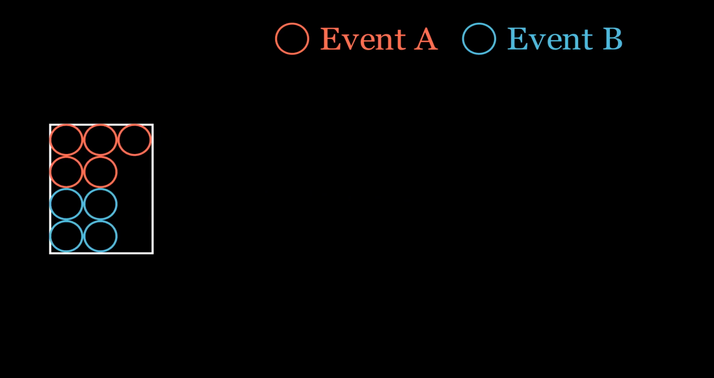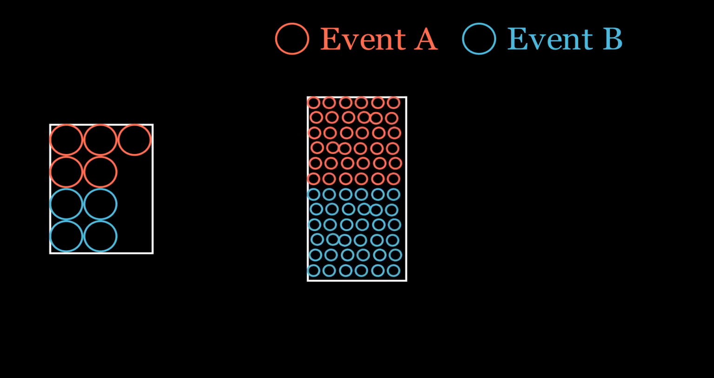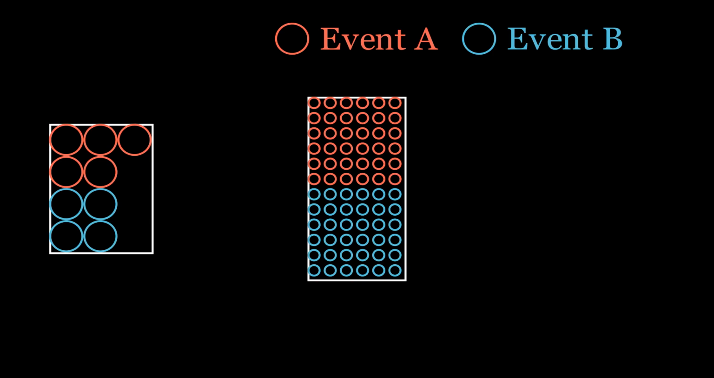But what if our sample space looks like this, or even this? You can imagine that counting outcomes for both event A and event B manually would be a tedious task. This is where we will need to use combinatorics to help us count the outcomes of events. Combinatorics is a branch of mathematics that deals with counting. It provides us with rules and techniques to count the number of possible outcomes of events in a sample space.